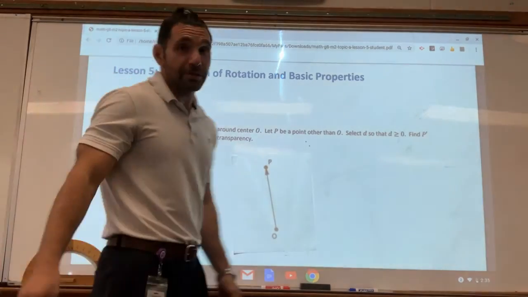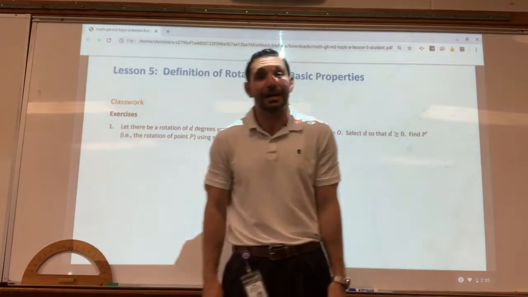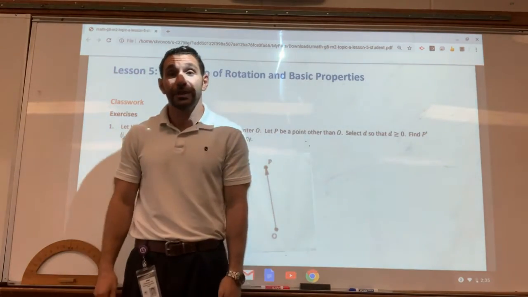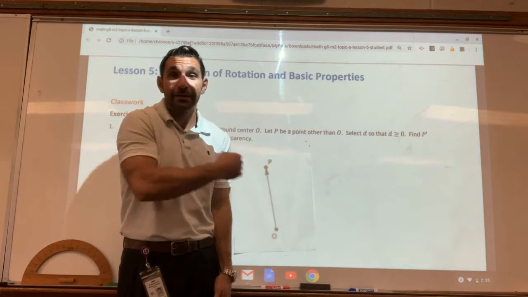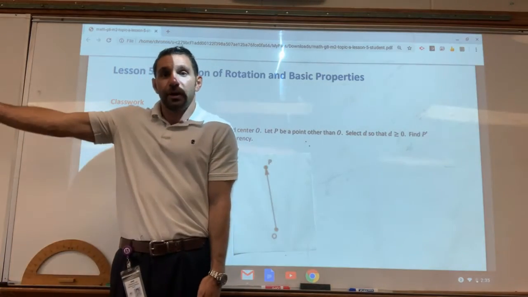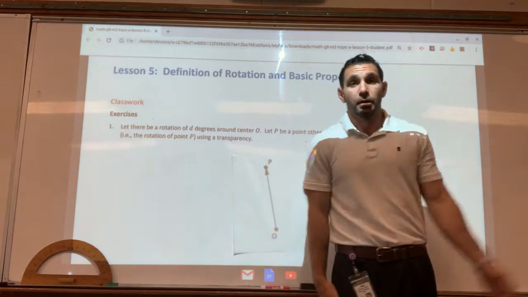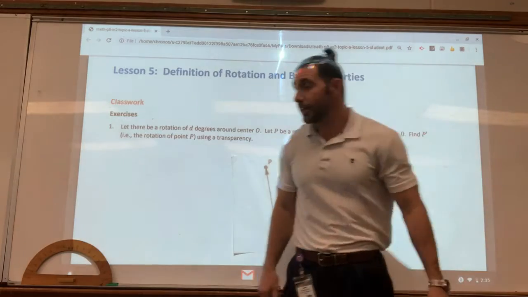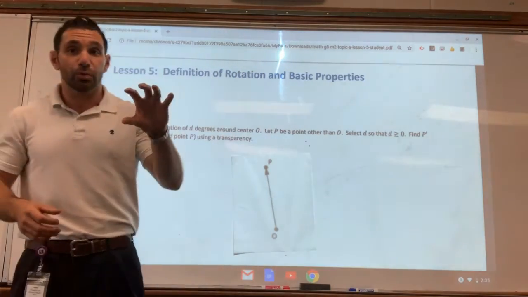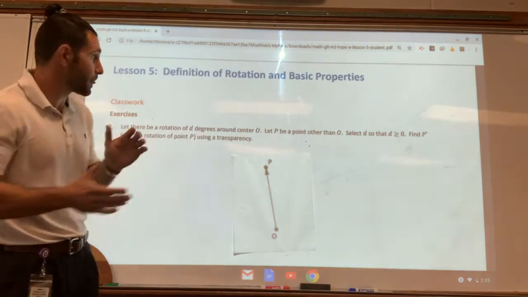So rigid transformations, we've talked about translations, again, the slides. We've talked about reflections, which have a line of reflection or a line of symmetry. So if I'm on this side here, I'm on this side here, okay? Now we're talking about rotations, which rotate, we're turning.